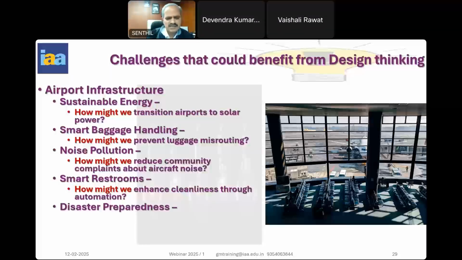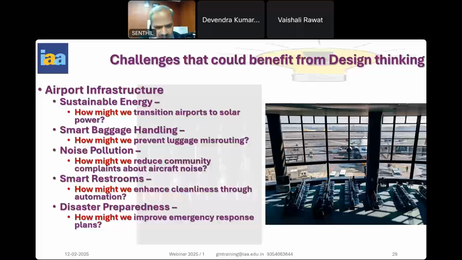Then disaster preparedness is very important because nowadays we do not know where or when disaster will come. Deserts are getting flooded. Like I told, Chennai has flooded 2 or 3 times in recent years. So we need to prepare for this. So this is what I would like to tell so far.